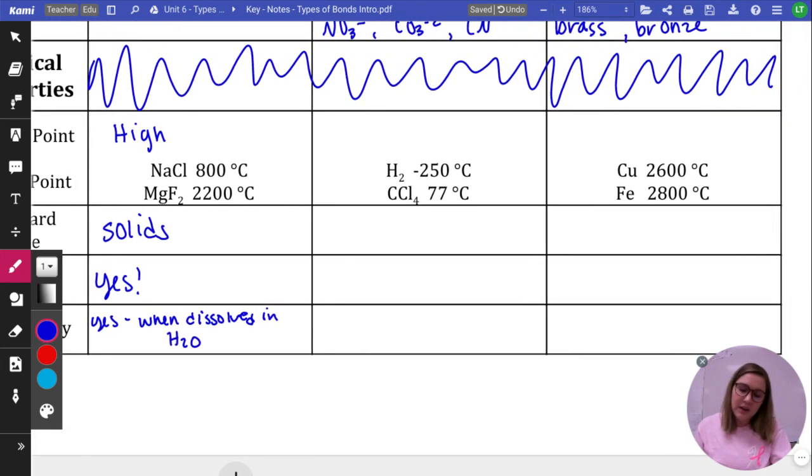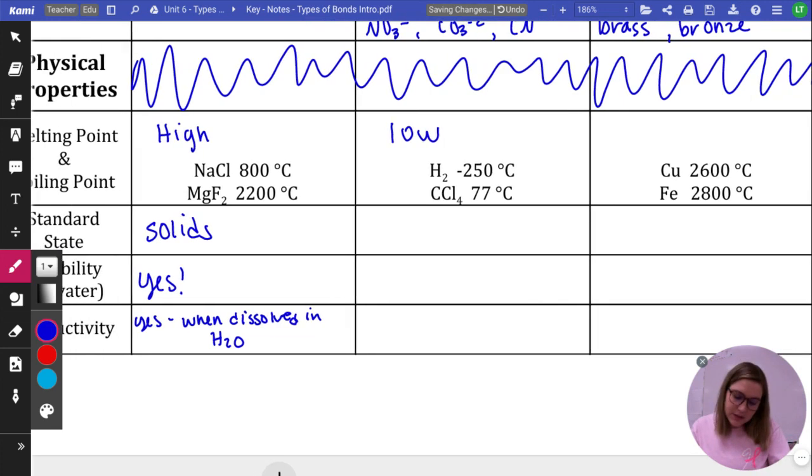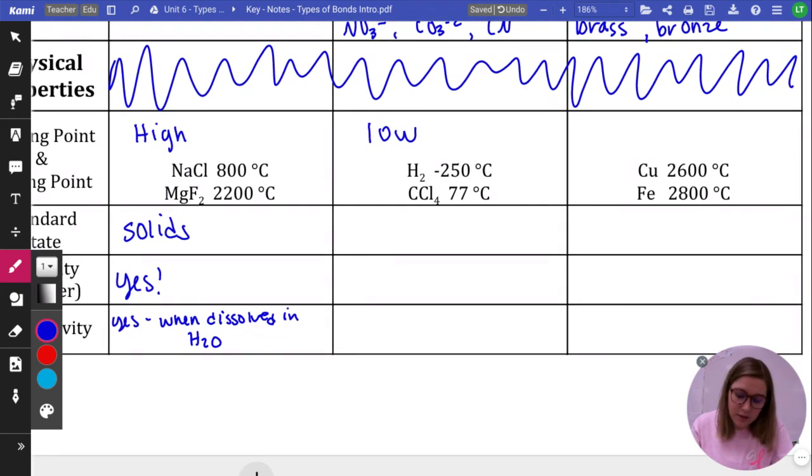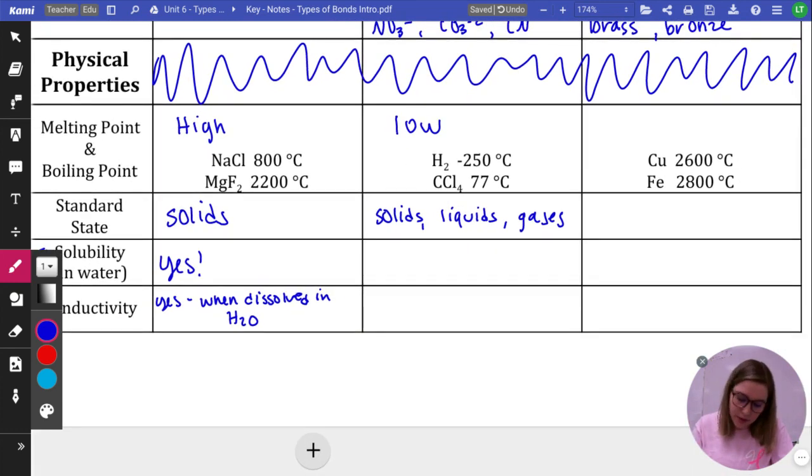Now then, next we have our covalent compounds. Covalent compounds are going to have really low melting and boiling points. They come in all three states. So you'll see solids, liquids, and gases, but it's much more common for them to be liquids and gases versus ionic compounds. And most of the time they're solids with very low melting points, like wax. Wax is a solid, but it melts at a very low melting point. They are insoluble in water. They do not dissolve, and they do not conduct electricity.